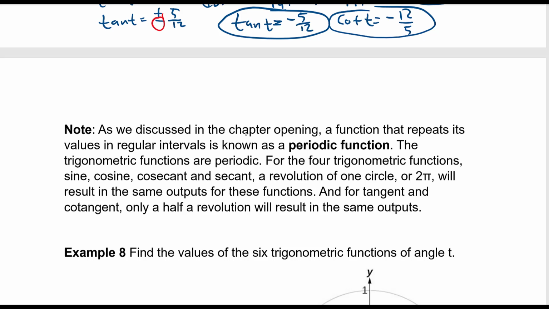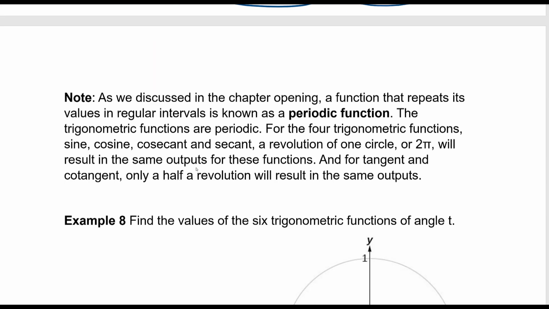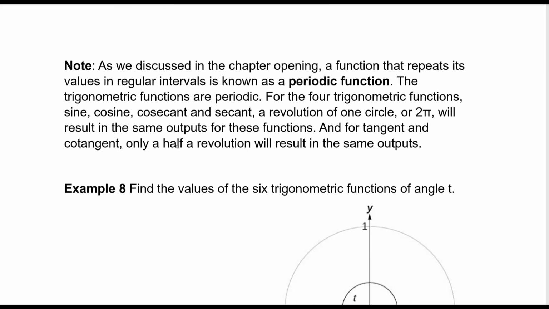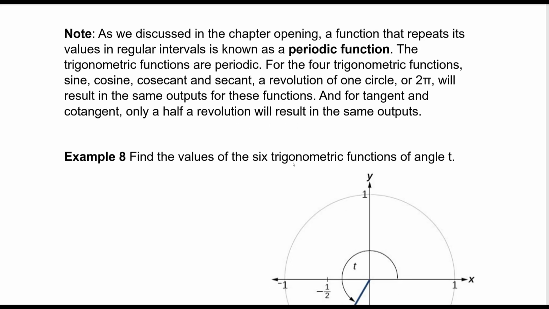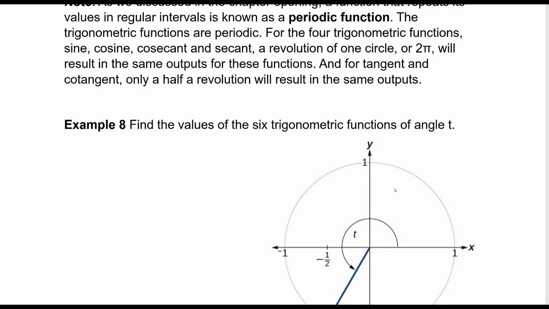Notice we discussed in this chapter a function that repeats its values in regular intervals, known as a periodic function. The trigonometric functions are periodic. For the 4 trig functions sine, cosine, cosecant, and secant, a revolution of 1 circle, or 2 pi, will result in the same outputs. For tangent and cotangent, only half a revolution results in the same output. So our period for those first 4 is 1 full circle, and our period for tangent and cotangent is just half a circle.